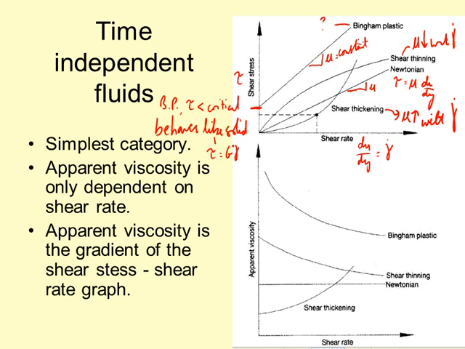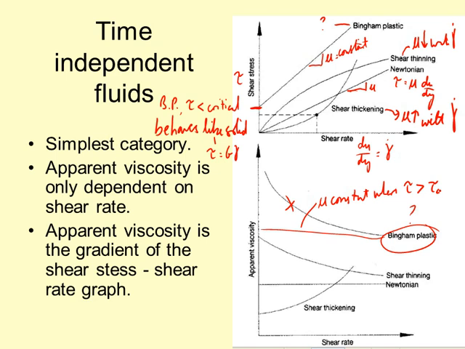This one is apparent viscosity with shear rate. Actually, this one's funny. It should be constant, but the note with the Bingham plastic is that it doesn't flow below a certain shear stress. I don't think this one is wrong. Mu should be constant when the shear stress is above some critical shear stress. You got it so far? So these are time independent fluids.